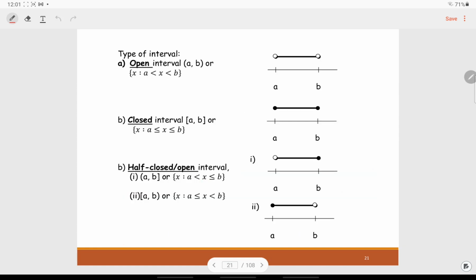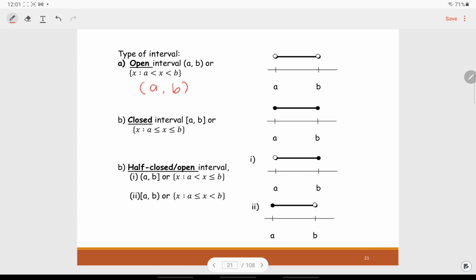Now we learn about the types of intervals. Because we are dealing with a number line, we have types of intervals. The first type of interval is what we call the open interval. The open interval is denoted by this kind of parenthesis.